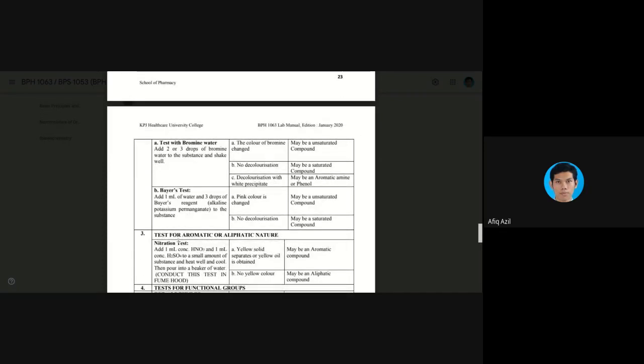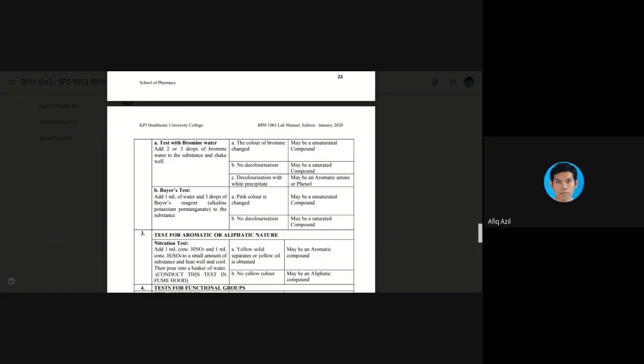Then you have the Baeyer test. The Baeyer test is mixing your sample with, here it is stated, 3 drops of Baeyer reagent and also 1 ml of water. Baeyer reagent is actually alkaline potassium permanganate. So the potassium permanganate solution is already turned slightly alkaline, or slightly basic. Normally the potassium permanganate will be mixed with a little bit of potassium hydroxide or sodium hydroxide to make the solution basic.